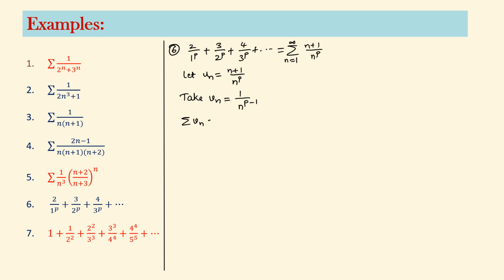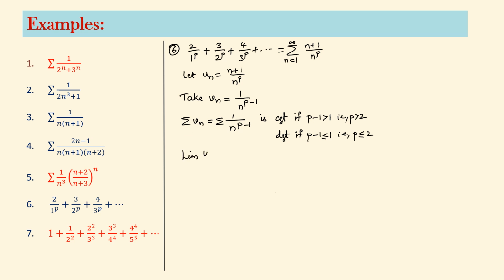Summation vn, which is summation 1 by n power p minus 1, is convergent if p minus 1 is greater than 1, that is p is greater than 2, and is divergent if p minus 1 is less than or equal to 1, that is p is less than or equal to 2. So now we will find the limit of un by vn.